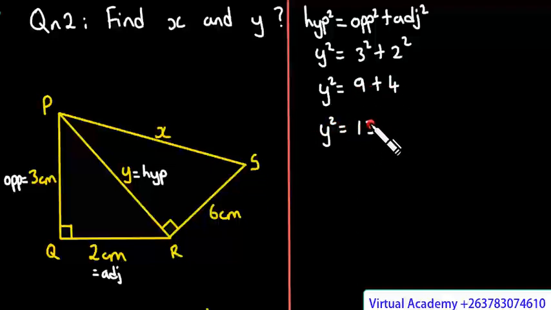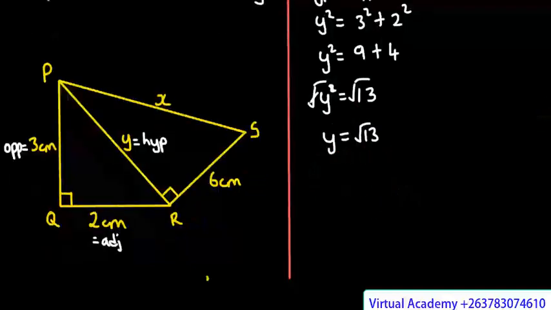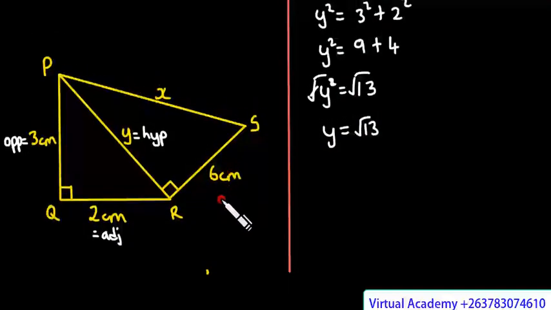Then I'll take the square root of both sides, and I'll be left with y, as the square and the square root will cancel. y is equal to the square root of 13. Then I'm done dealing with that part. So y is equal to the square root of 13. You can either write this as a decimal, but I shall leave it in surd form. Then after doing that, we go to the other remaining part.